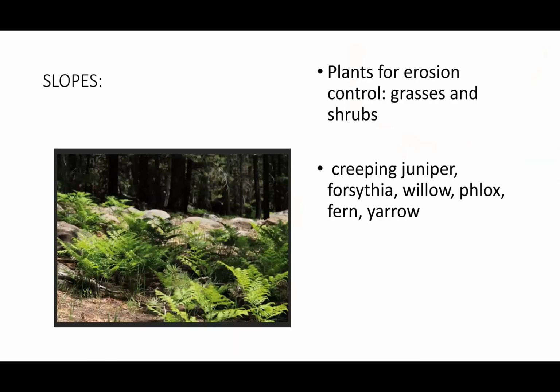And then we have slopes, which I think was the last thing on the list there. Gardening on a slope, a lot of people will build stairs or a retaining wall or something just to eliminate it whatsoever because they're really hard to garden on. But if you don't want to do that, there are plants that are really great on a slope and will help with erosion. Ornamental grasses are great, creeping juniper, forsythia, willow, fern, yarrow. There's a bunch that are great for a slope.